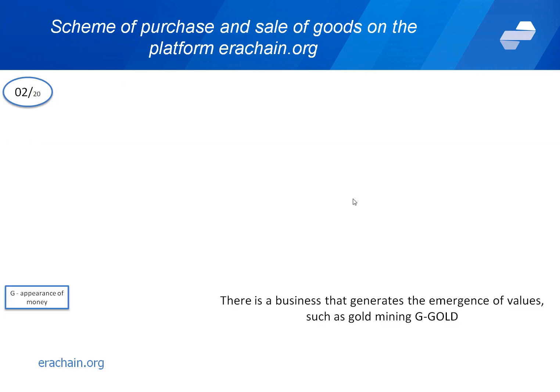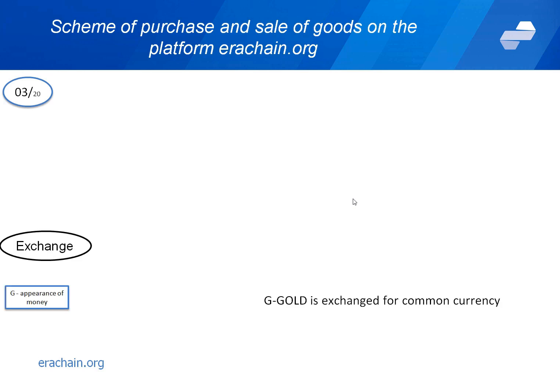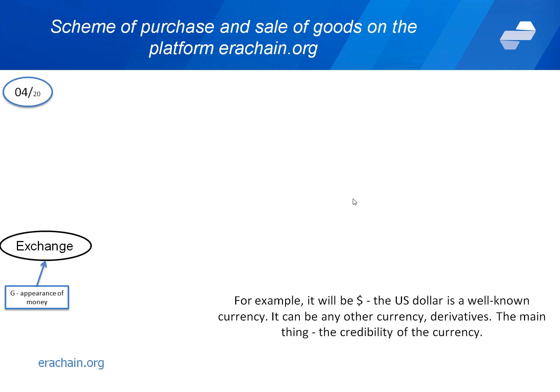There is a business that generates the emergence of values, such as gold mining, G-Gold. G-Gold is exchanged for common currency. For example, it will be US dollars. The US dollar is a well-known currency. It can be any other currency or derivatives. The main thing is the credibility of the currency.